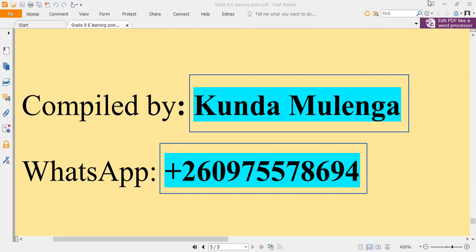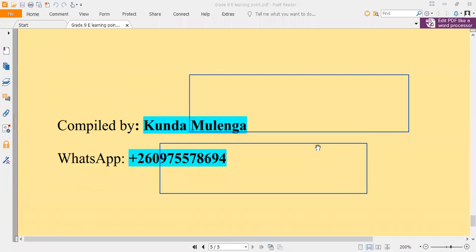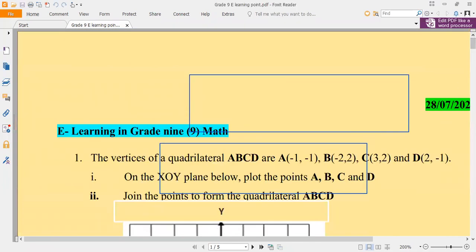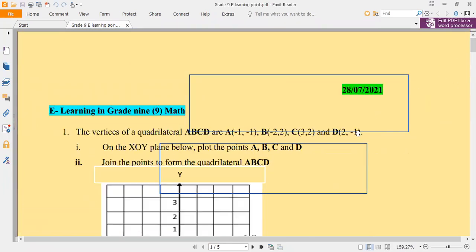Today, I just want to look at some few compiled questions from grade 9 mathematics paper 1. Some few questions that are compiled, and they're the ones that we're going to look at.